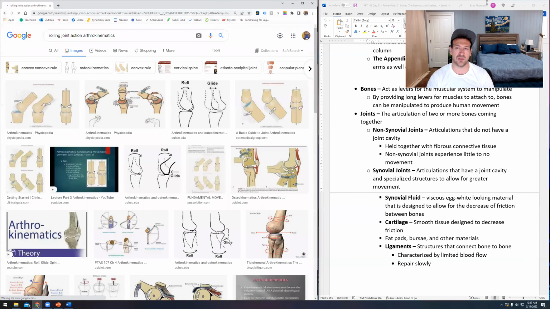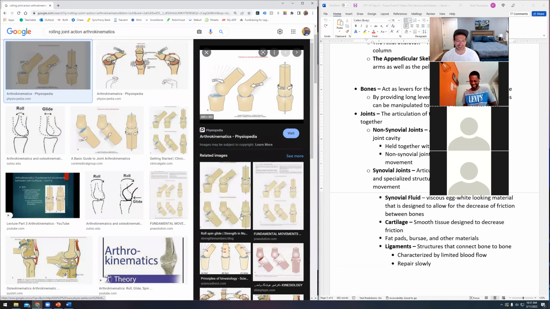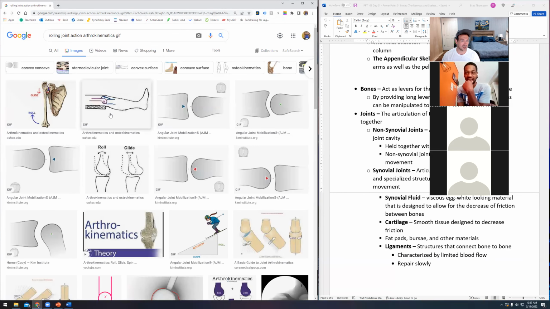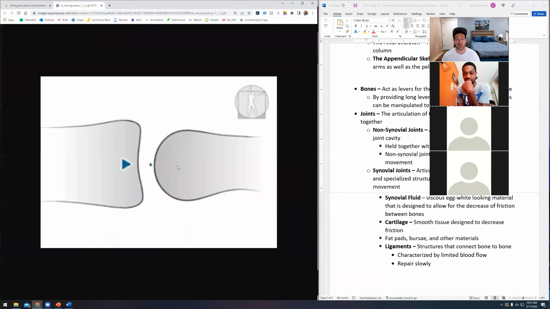I have learned to not simply Google rolling joint action on Google Images because that never pulls up what I'm looking for. So you can kind of see the rolling action here. Let's see if I can find a GIF of this actually. There we go. So there's the rolling action that we see, right? Think about your knee or your elbow. That's a good example of the roll.